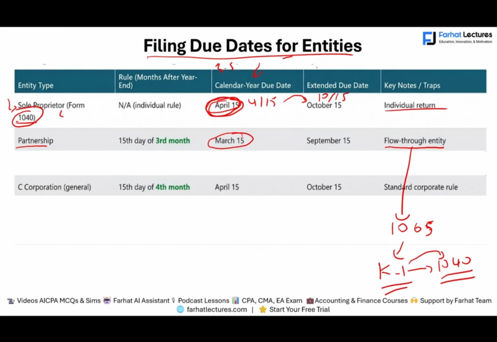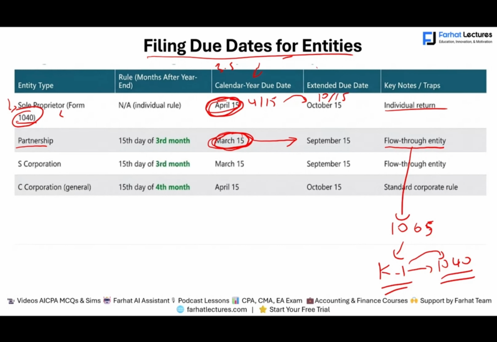What is the K1? The K1 will tell you how much income you're responsible for or deduction you have from the partnership, capital gains, deductions, and so on and so forth. If you don't know what K1 is, you will get to know what K1 is. But that's what the K1 is. Therefore, the partnership will have to prepare the K1 a month before to send this information to the taxpayer so the taxpayer can complete their taxes by April the 15th. And they have extended due date till September the 15th.